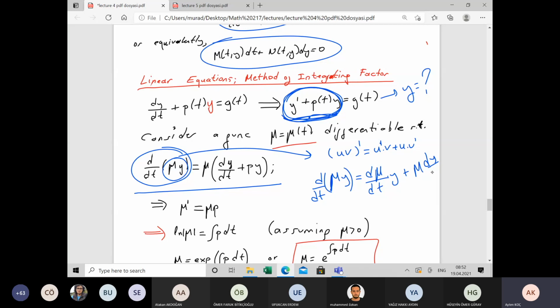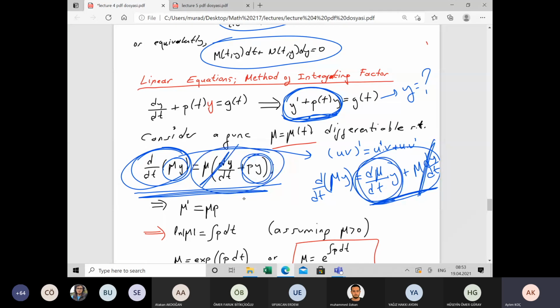So look at this one, the left side is equal to this one. But our special mu satisfies this equation, so compare the left side: mu dy over dt, this one. So this part should be p y. Our aim is to find the mu such that it satisfies this equation, so p y should be this one.